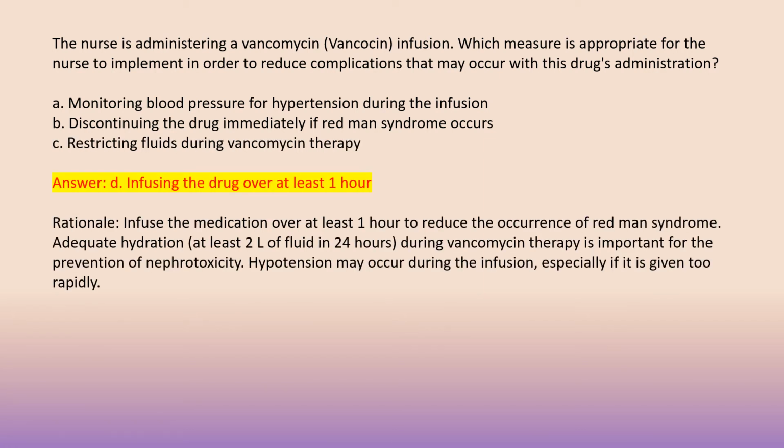Answer: D. Infusing the drug over at least 1 hour. Rationale: Infuse the medication over at least 1 hour to reduce the occurrence of red man syndrome. Adequate hydration, at least 2 L of fluid in 24 hours, during vancomycin therapy is important for the prevention of nephrotoxicity. Hypotension may occur during the infusion, especially if it is given too rapidly.